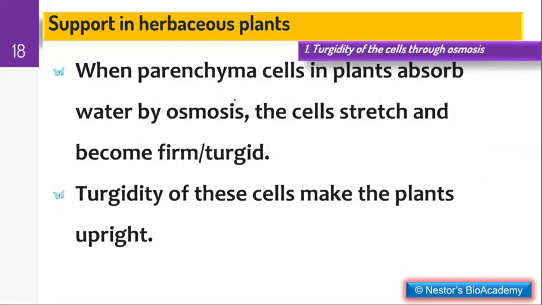So to explain this further, if you can recall the structure of a plant stem or plant roots, you always know beyond the epidermis, we always have the cortex. The cortex has got a tissue of cells known as parenchyma. So these parenchyma cells, when they absorb water by osmosis, the cells stress and then they become firm or they become turgid. So the collective turgidity of these cells make the plants to be able to stand upright, giving them the necessary support they need.